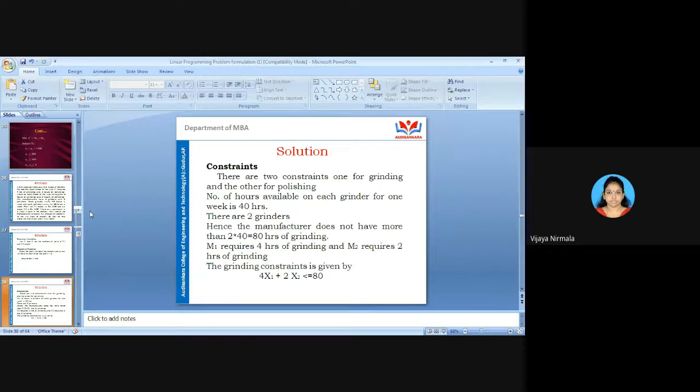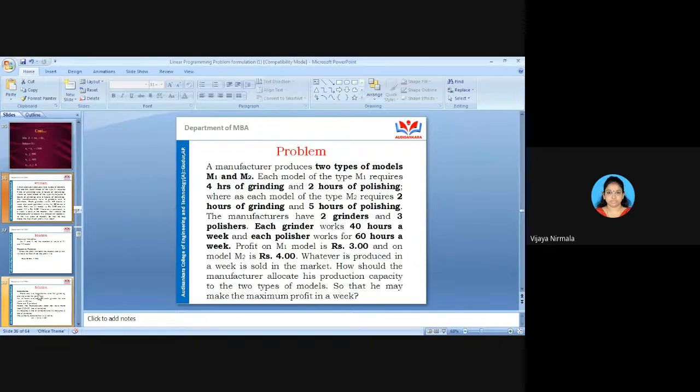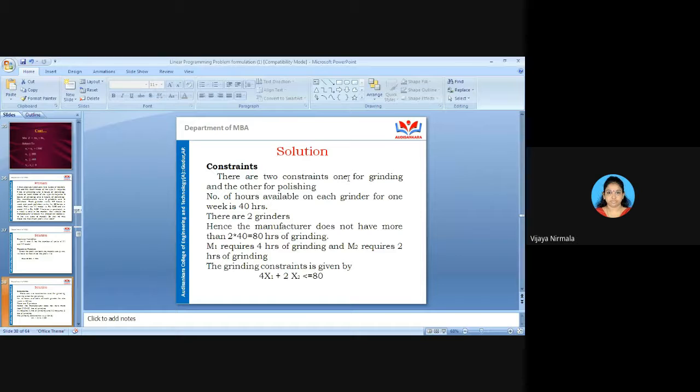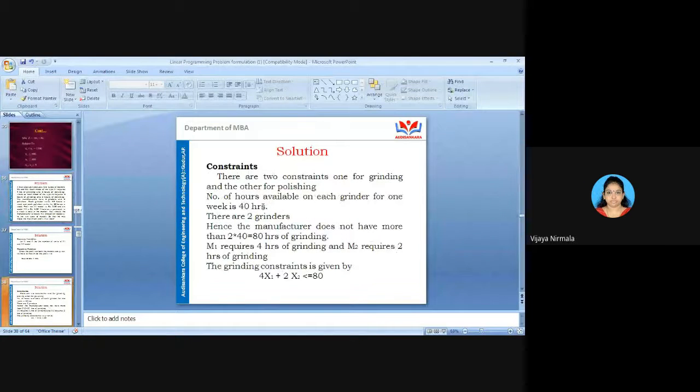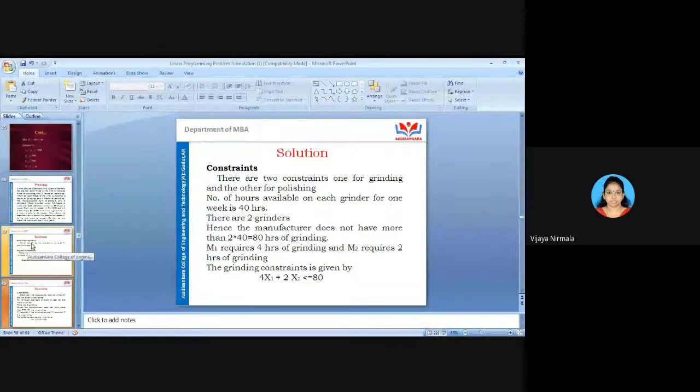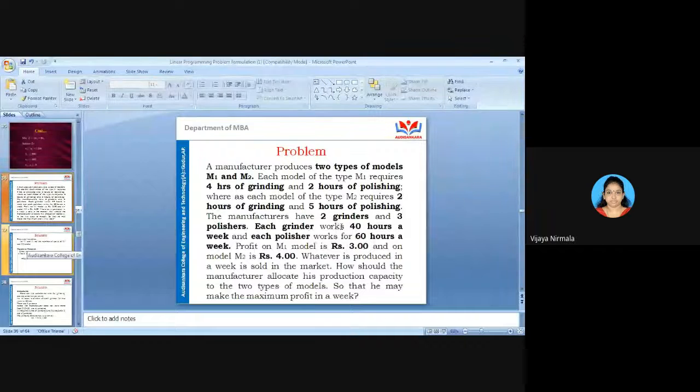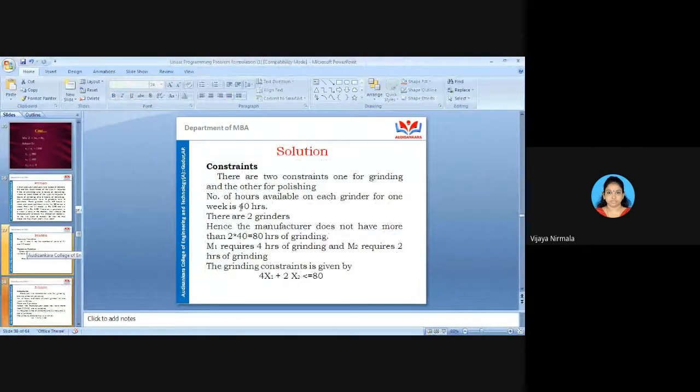Here in the problem we have two constraints, one for grinding and the other one for polishing. You understood, right? So the number of hours available on each grinder for 1 week is how many? For each grinder, the work is 40 hours. We work 40 hours a week.